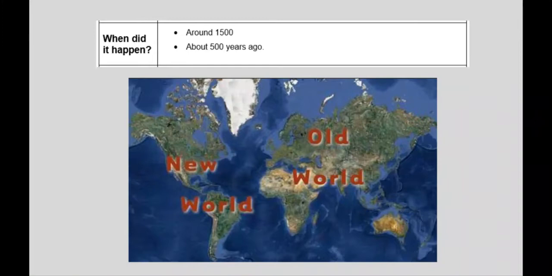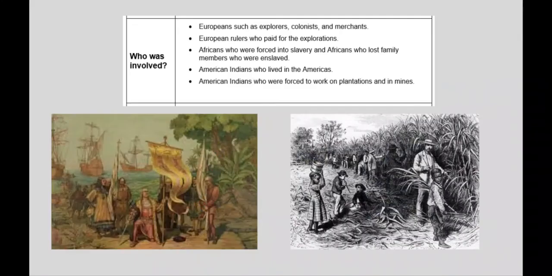The Old World is represented as the European and African continents. The New World are the American continents of North America and South America. When the three worlds met, it involved Europeans, Africans, and Native Americans.